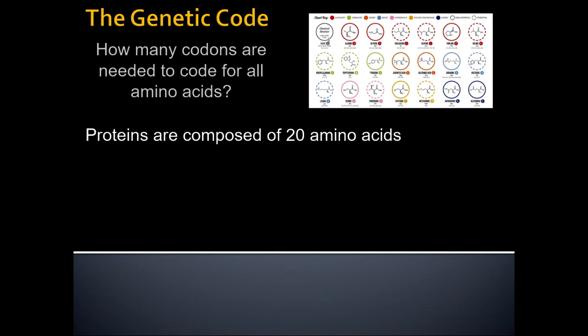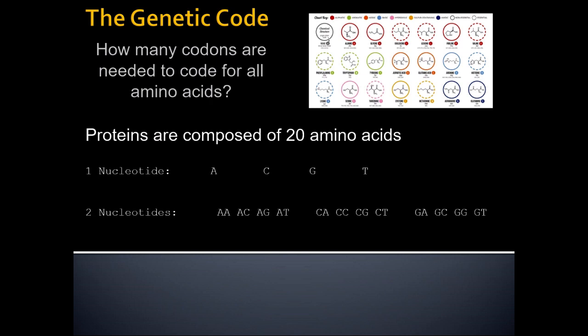Now, if each of our codons was only one nucleotide long, we could only code for 4 different amino acids, right? An A could represent one amino acid, a C would be translated into another amino acid, and so on down the line. So 4 is not enough. We need to do 20.